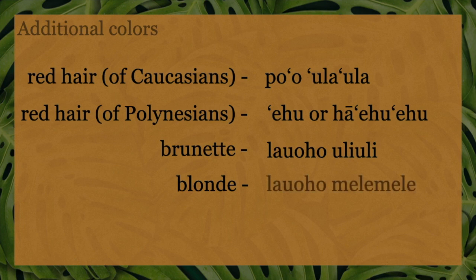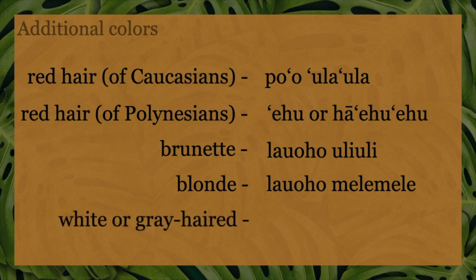Blonde, lauoho mele, so yellow hair. And then white or gray-haired, po'ohina, or sometimes I see po'oahina, but you can see how that's related to that word for gray that we learned, ahinahina. So po'ohina, kind of white-haired, gray-haired, literally, gray-headed.